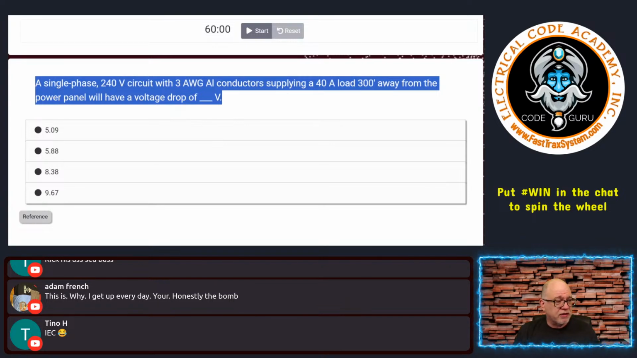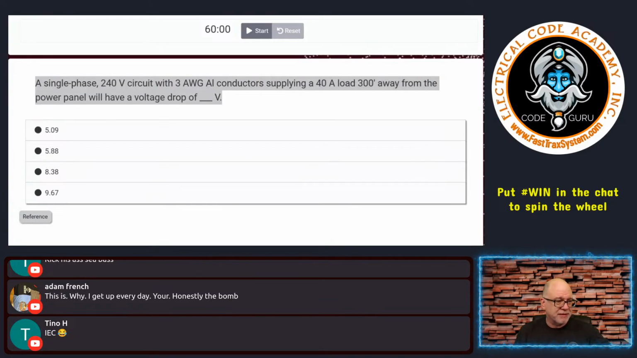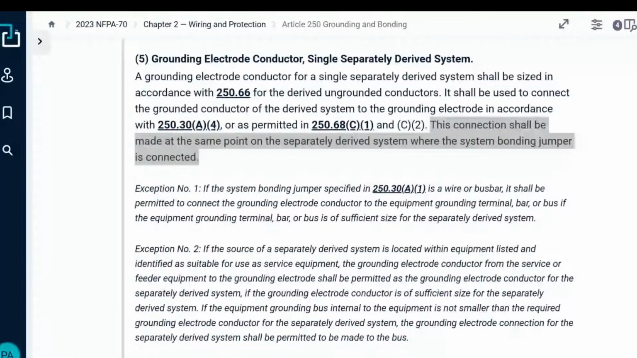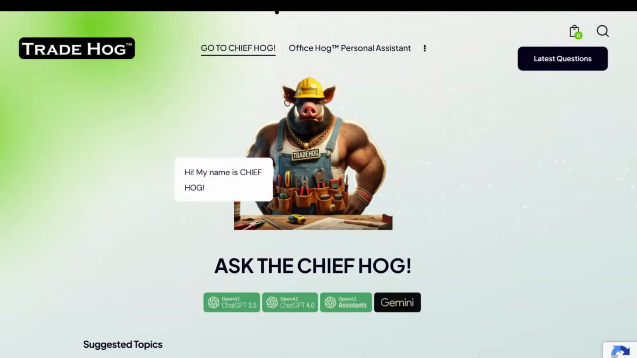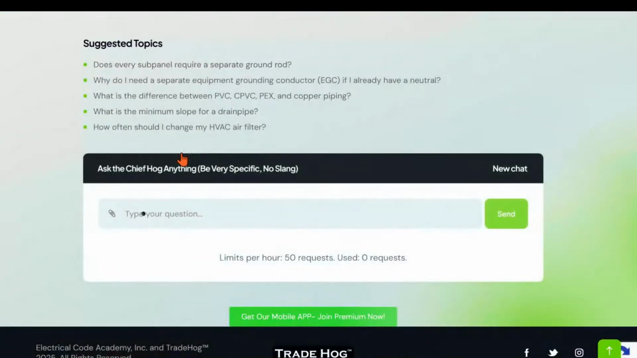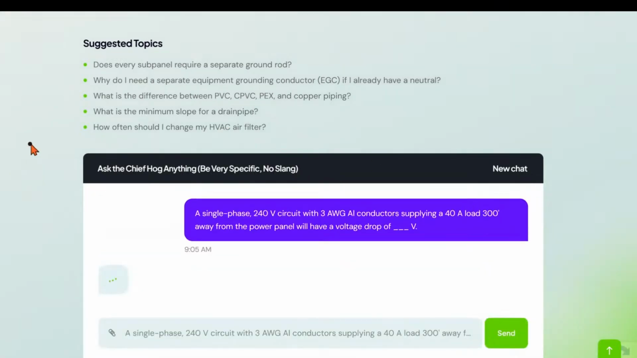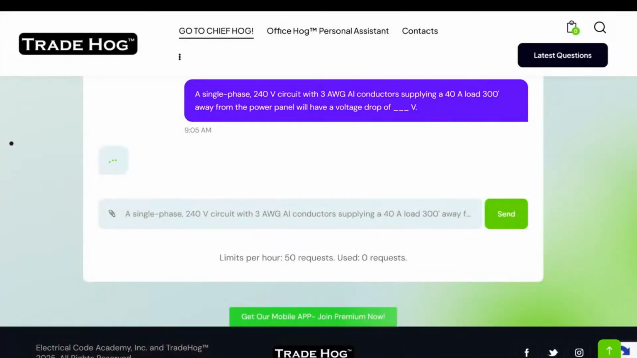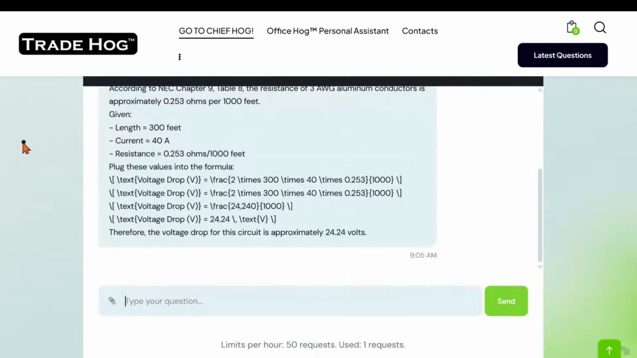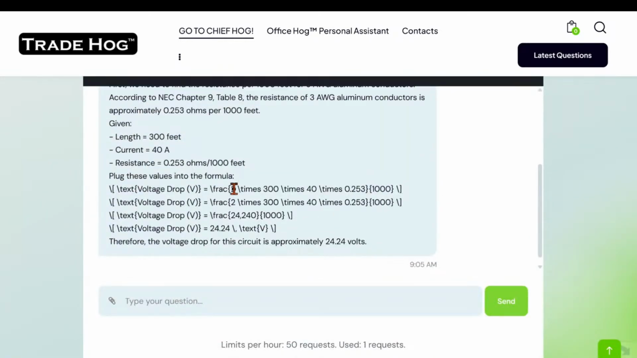But let's see if the hog, drum roll, I just thought of this by the way, we're going to put the hog on the spot. All right, so let's go here, and I'm going to get the hog right here, and we're going to share the hog. We're here at the hog, and I'm going to paste this question in there. All right, let's see what the hog says. And by the way, Jeff is constantly fine-tuning the hog. Let's see what it says.